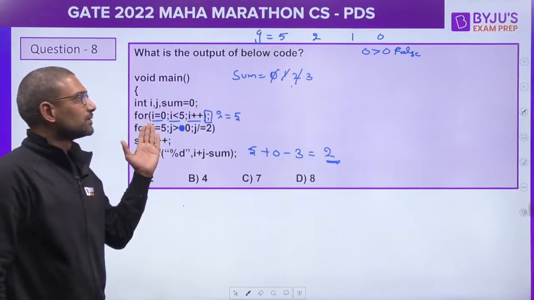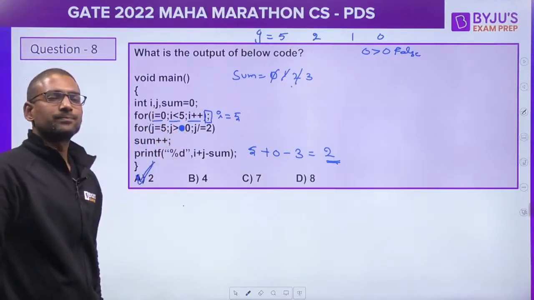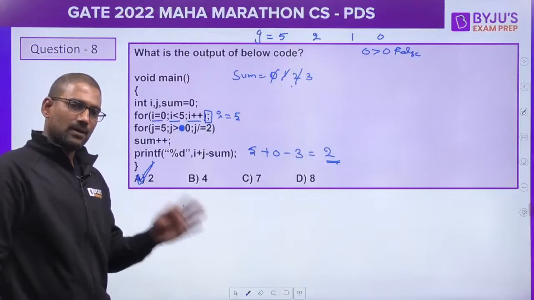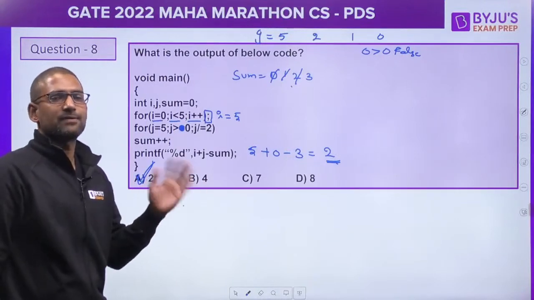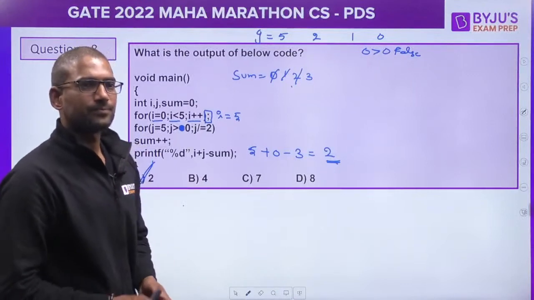Vikash, i value stops at 5. There the first for loop ends. 5 greater than 5 is false, there it ends, right?